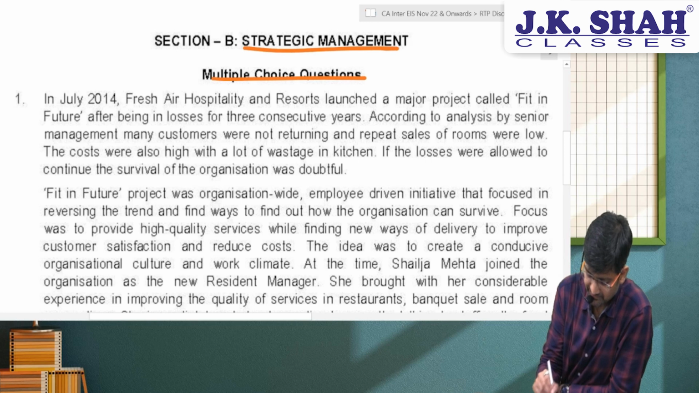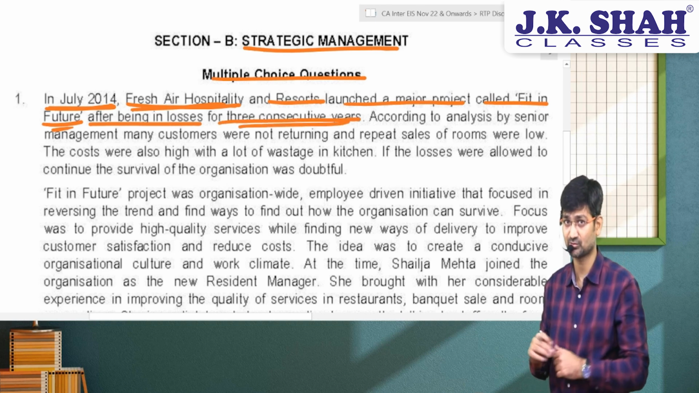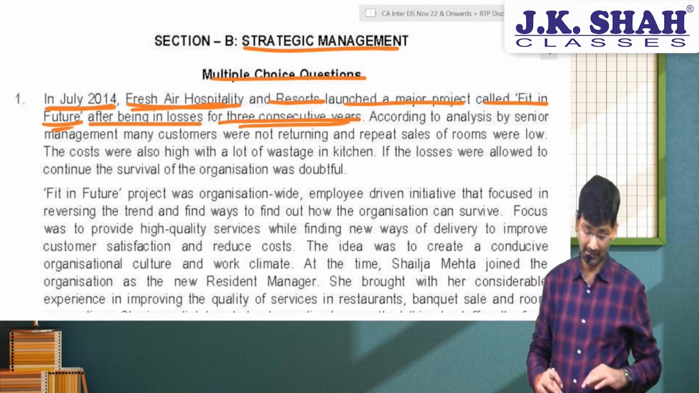Strategic management, multiple choice questions. In July 2014, the Fresh Air Hospitality and Resorts launched a major project called Fit in Future, after being in losses for 3 consecutive years. So this is a very clear indication that the business is not doing that well, and it's in losses for 3 consecutive years.